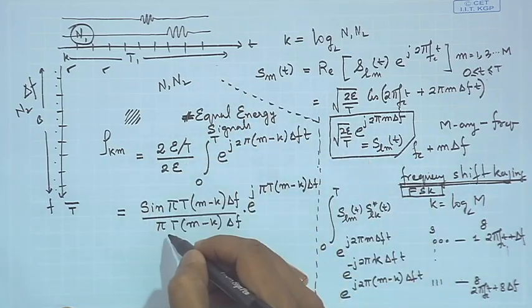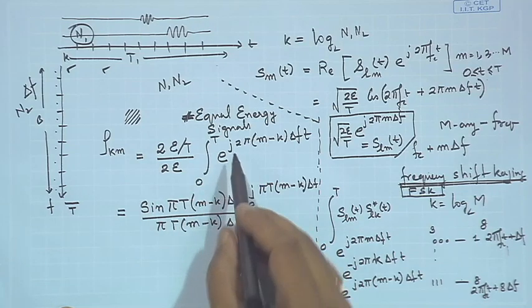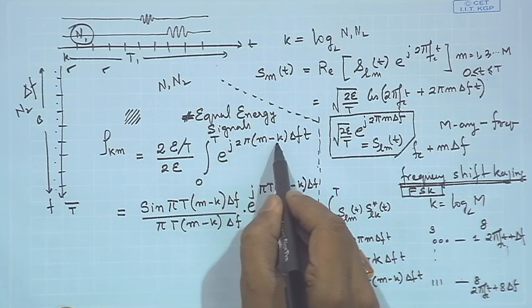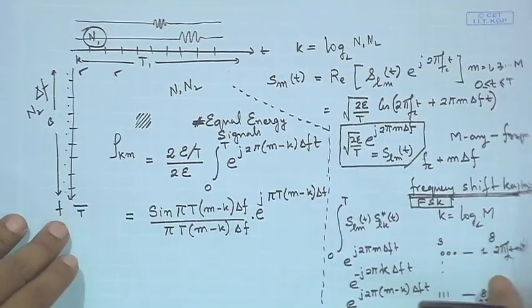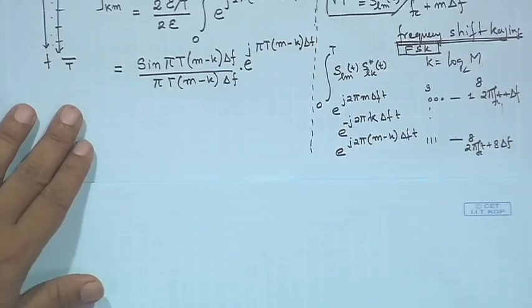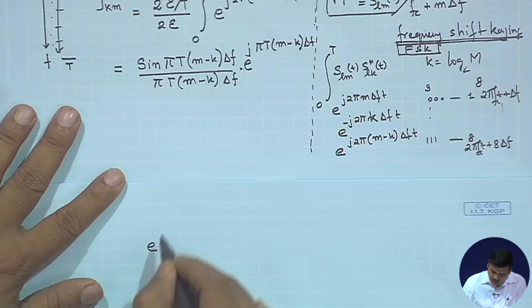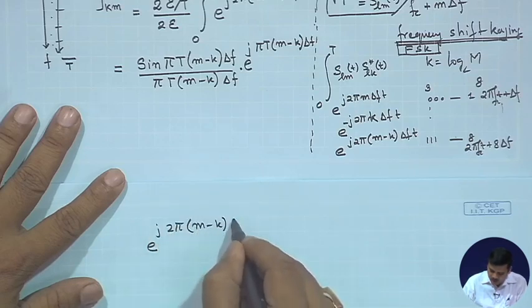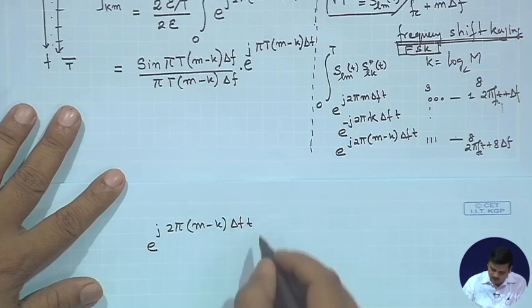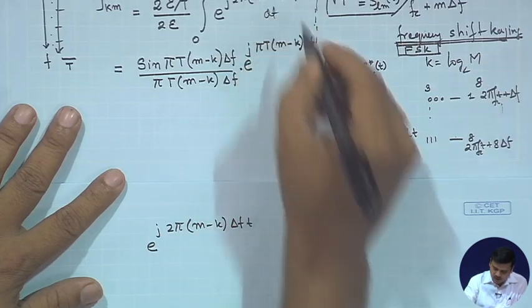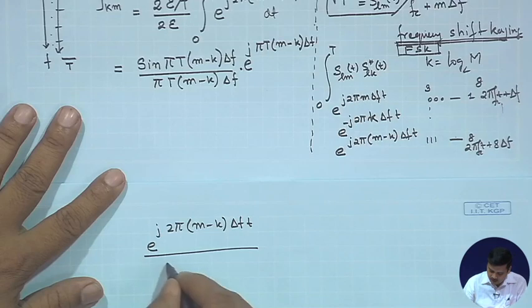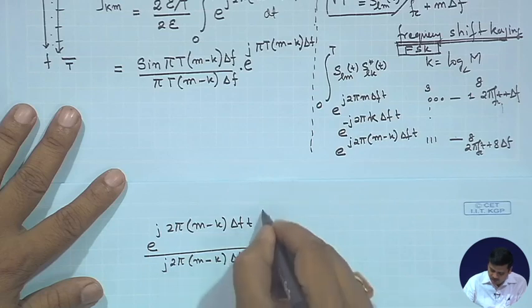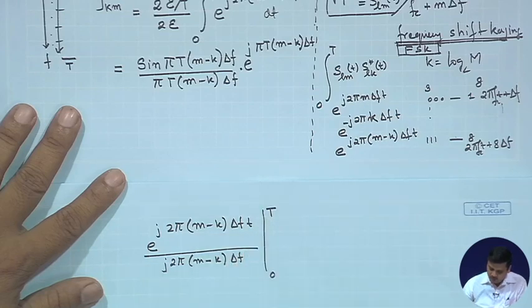So, from this step to this step, if you work it out, you are going to get e to the power of j 2 pi (m minus k). In brief, you can just write it, and of course, you should be able to do it yourself: e to the power of j 2 pi (m minus k) delta f t, with a dt, upon j 2 pi (m minus k) delta f, integrated from 0 to T.